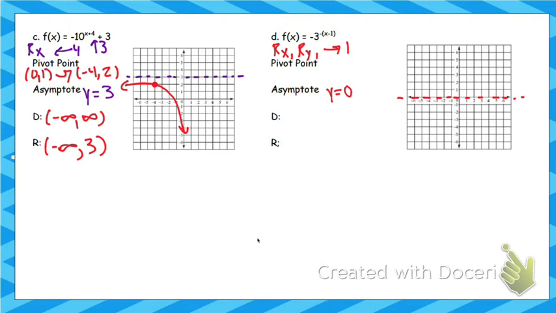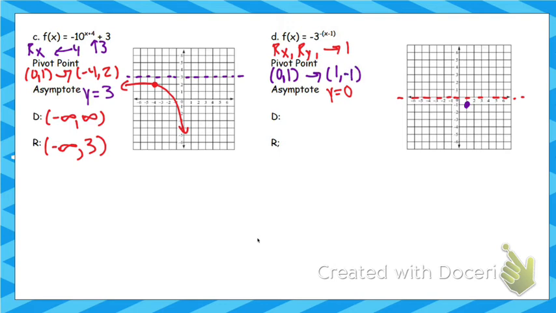All right, let's find our new pivot point. Reflect first. So I'm going to take 0, 1. I'm going to reflect it over the y. Okay, that doesn't change it. I'm going to reflect it over the x. There's my new pivot point. I'm going to take it now and shift it to the right 1. So my pivot point now is at 1, -1.